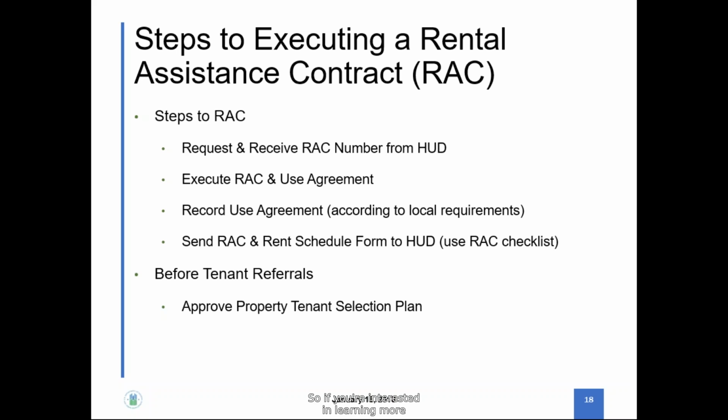If you're interested in learning more about the steps to executing a rental assistance contract, TAC is holding a separate webinar dedicated just to this on January 25th at 3 p.m. Eastern Standard Time. This information should have been sent out to all the grantees, but if you are not familiar with this webinar and are interested in participating, be sure to contact your TAC TA lead and we can get you that information.